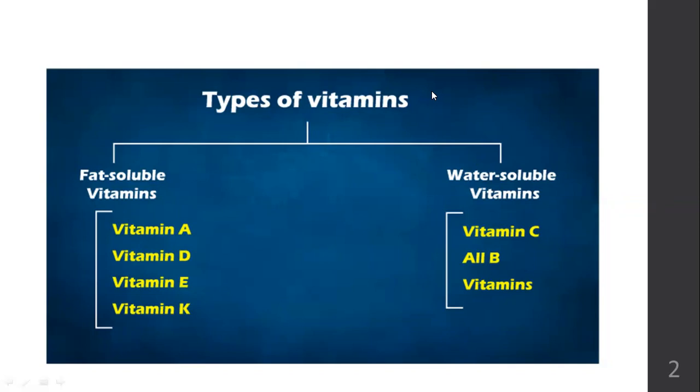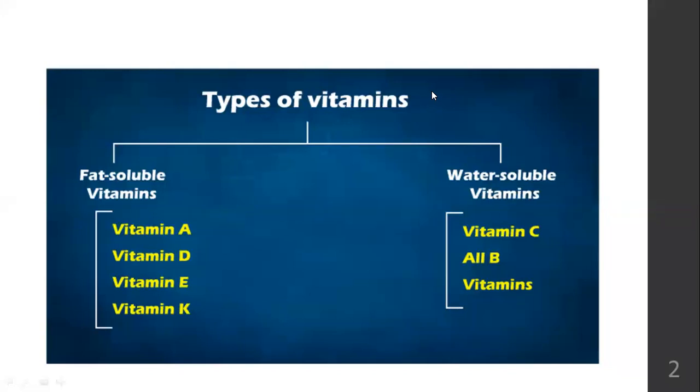Fat soluble vitamins are vitamin A, D, E, K. Vitamin C and all B complexes are water soluble. What do you mean by water soluble? It can completely dissolve in water and can be removed from your body on a daily basis through urine and sweat. So vitamin C and vitamin B, you have to consume on a daily basis.